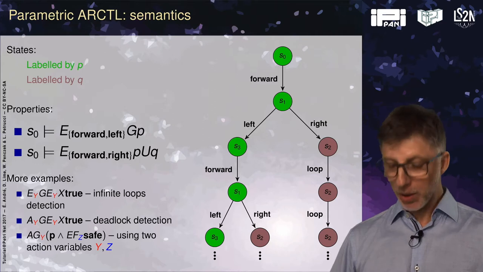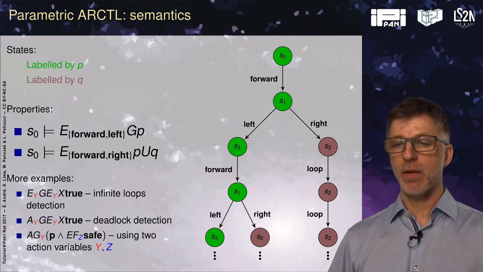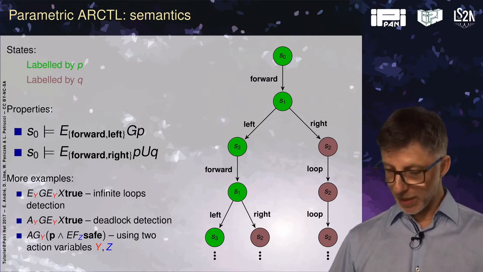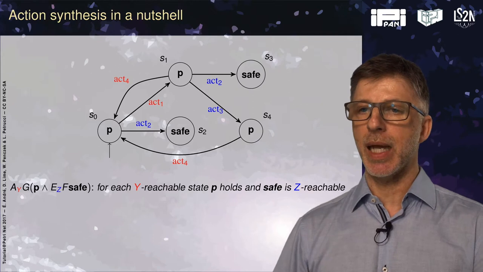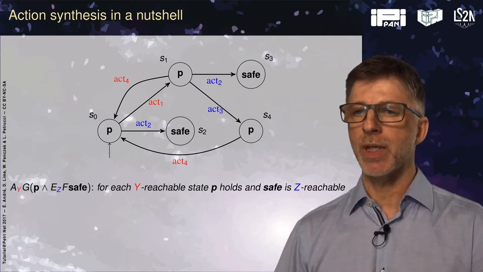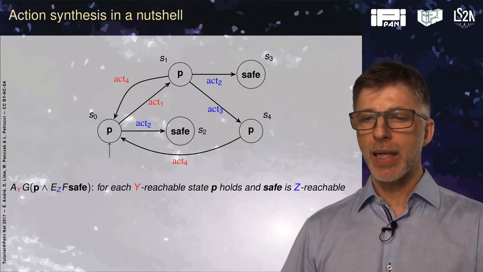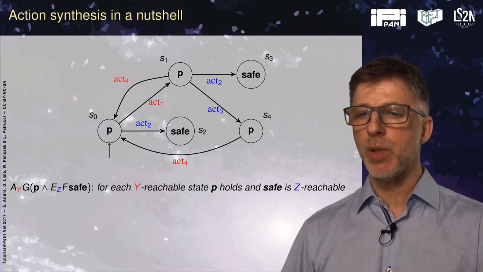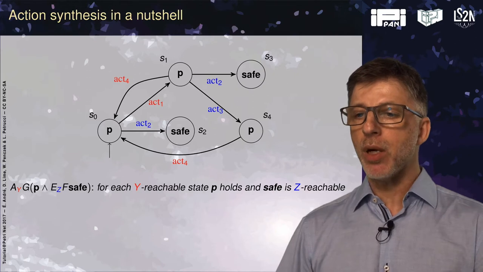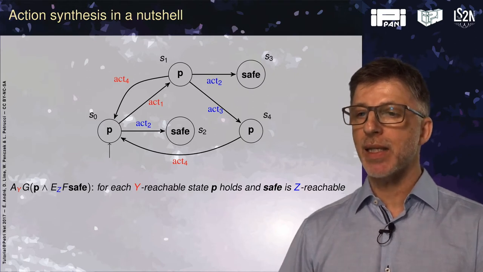In order to explain what that formula in fact specifies, let me move to another example. So this is our model, as you can see at the top of the transparency, and that formula says that for each y reachable state, P holds and safe is z reachable.